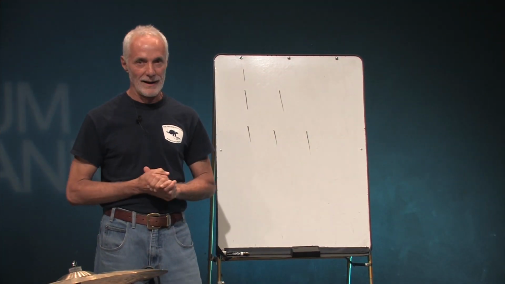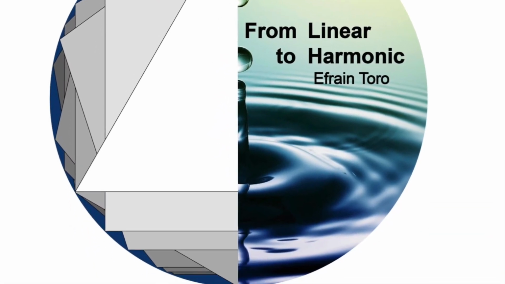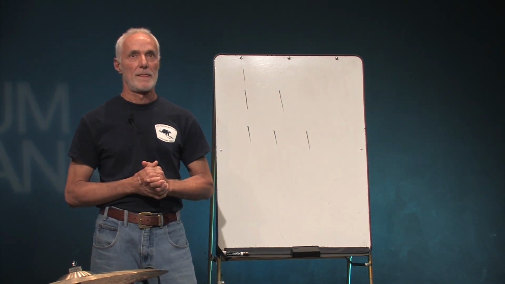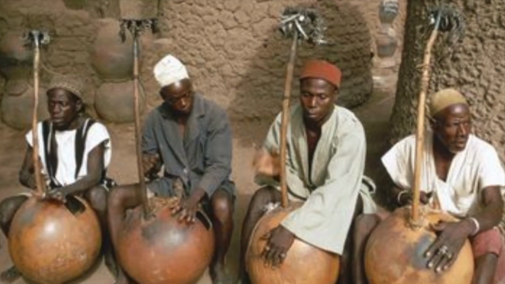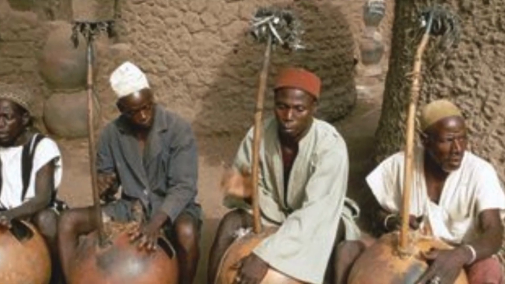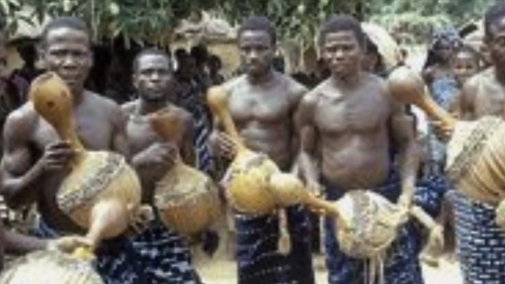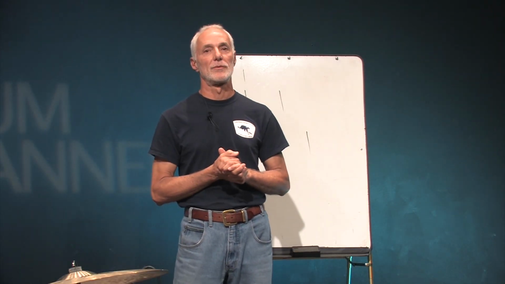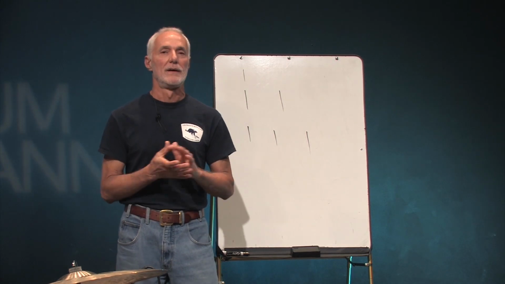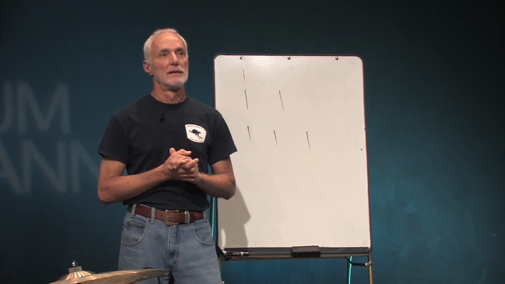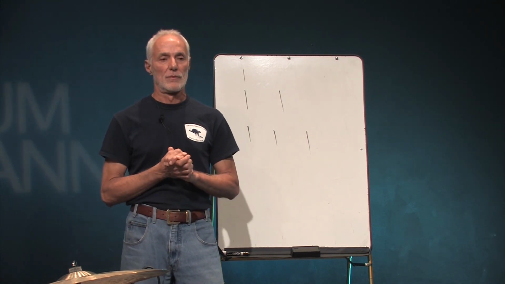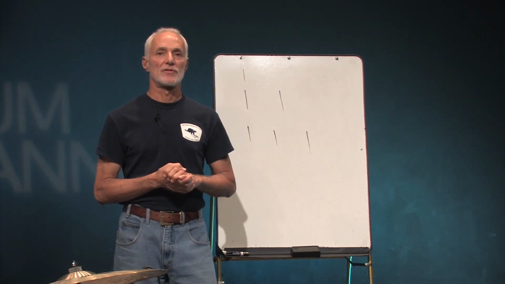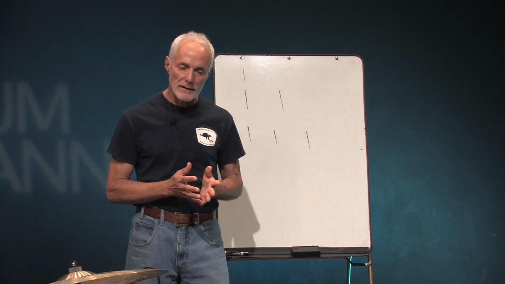From Linear to Harmonic is an explanation of how natural musicians play music. This has not been deciphered, discovered, because we don't pay attention to natural musicians. We somehow invent ways to rationalize what we're listening to.